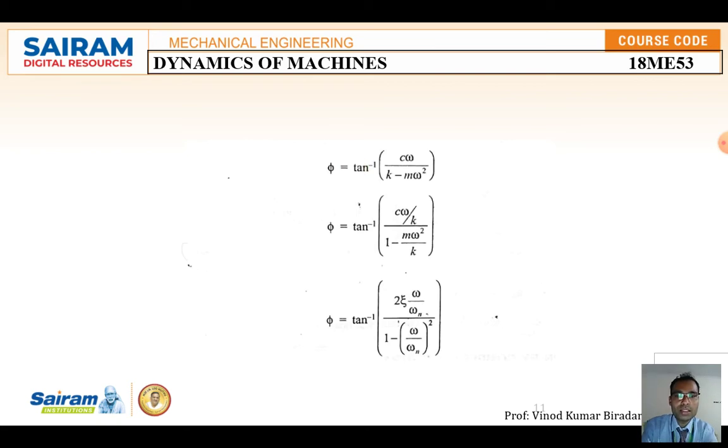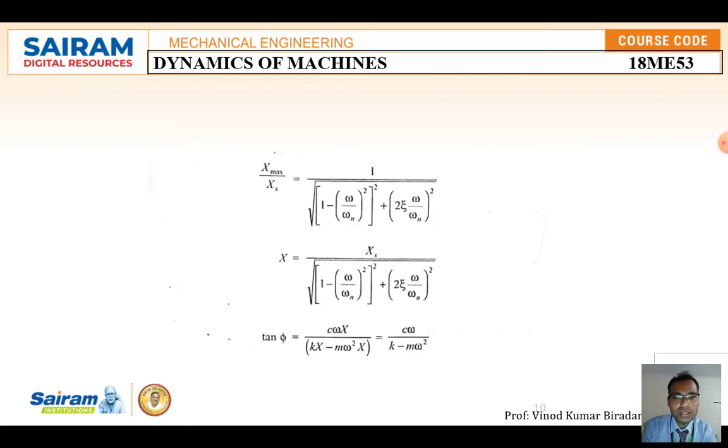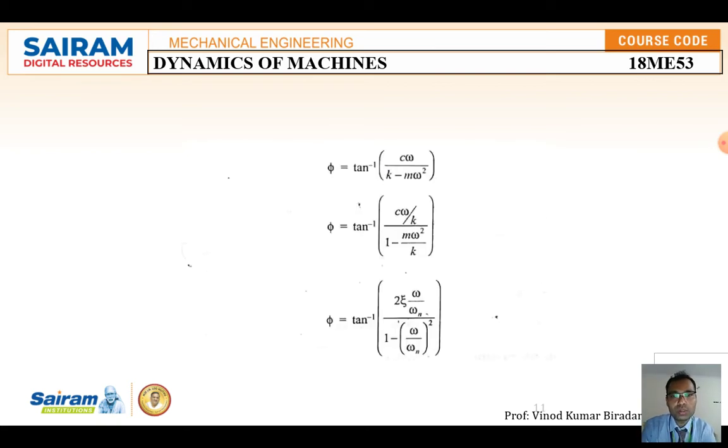Phi is equal to, again from this, tan phi is equal to c omega divided by k minus m omega square, taken as it is, again divided by k. So if you simplify this, you are going to get this equation. c omega by k is equal to what? 2 zeta omega by omega n, and I have taken this directly. Okay, so this is about the phase angle.